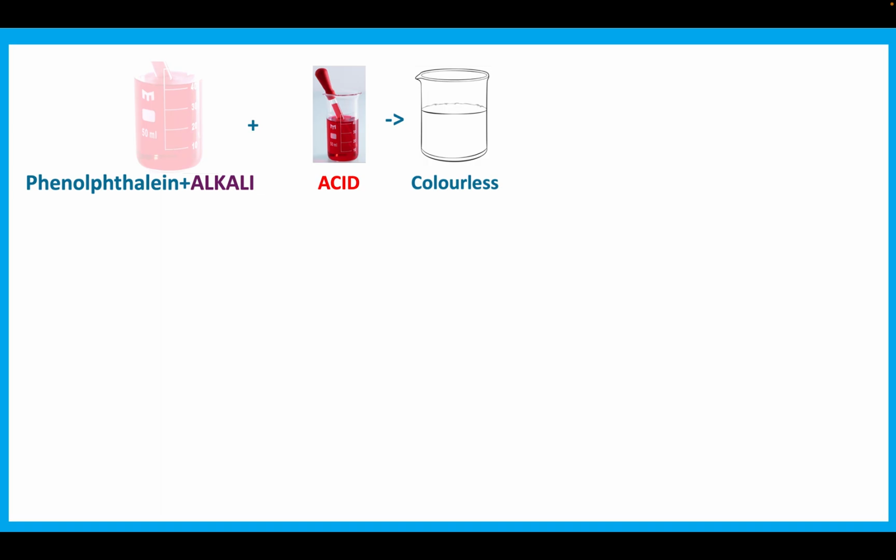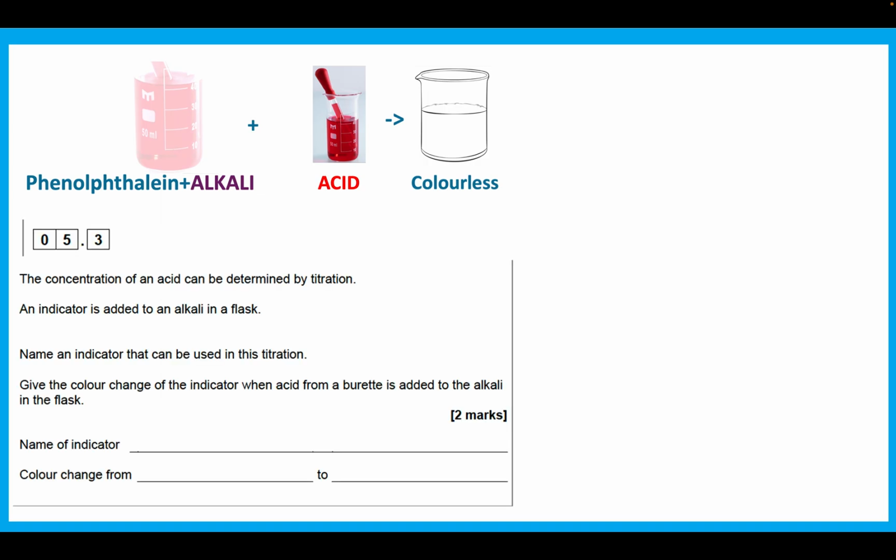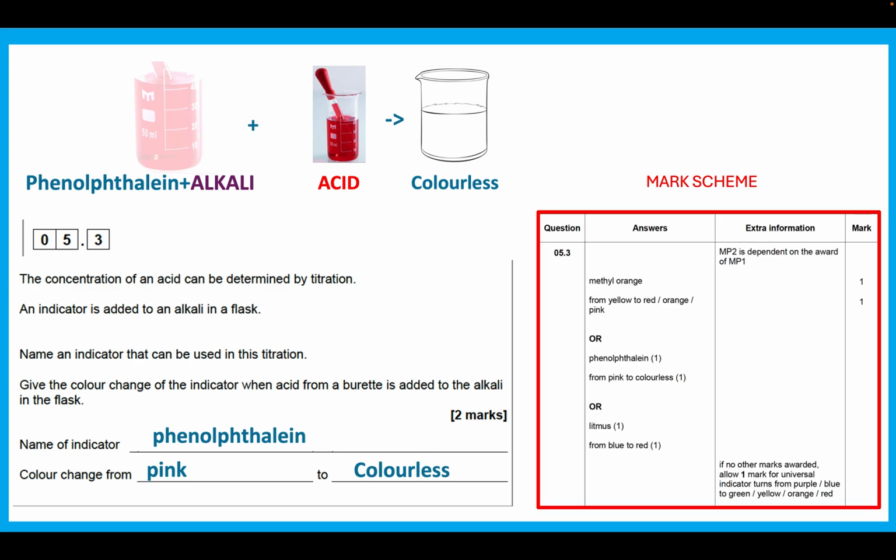Phenolphthalein is the best indicator for acid-base titrations because it changes from pink in alkali to colorless once the acid is added to neutralize it. The answer is therefore simple: stating phenolphthalein as the indicator that changes its color from pink to colorless by adding acid to alkali. And this aligns with the marking scheme, which awards 1 mark for naming phenolphthalein and 1 mark for correctly describing its color change.